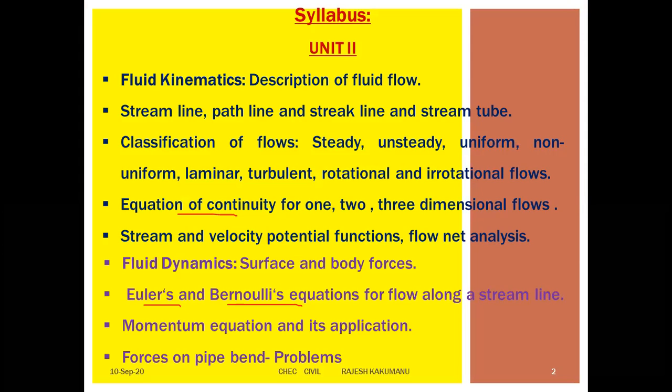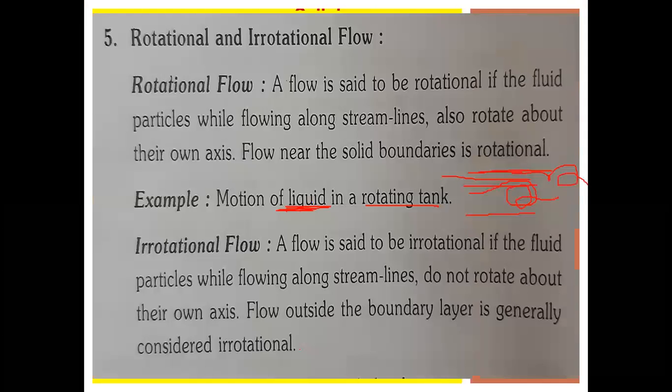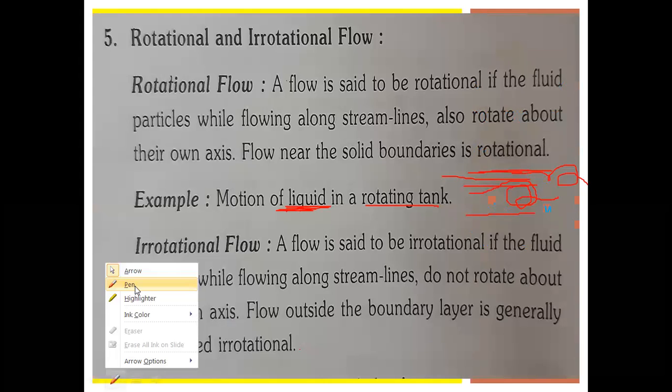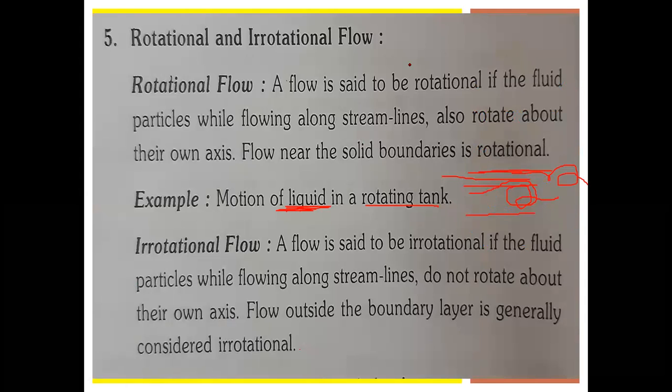So now we are discussing the other type of fluid flows, that is the rotational or irrotational flows. Now we'll see what are the rotational or irrotational flows. The motion of a liquid in a rotating tank is nothing but a rotational flow. So in the last class, I gave an example of a transit mixer. Transit mixer means the vehicle where the mixture is continuously rotating for making the slab of any building, right? So this is an example of rotational flow.